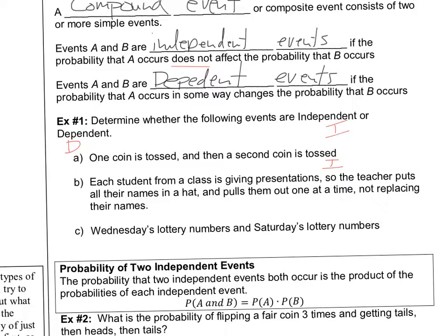Each student from class is giving presentations. So the teacher puts all their names in a hat and pulls them out one at a time, not replacing their names. Well, whenever she pulls a name out, there's one less name in the hat, and so the odds are constantly changing. So yes, this is a dependent event. All right, Wednesday's lottery numbers and Saturday's lottery numbers. Well, the lottery numbers are totally independent of each other. So we could say those are two independent events. They don't affect each other whatsoever.